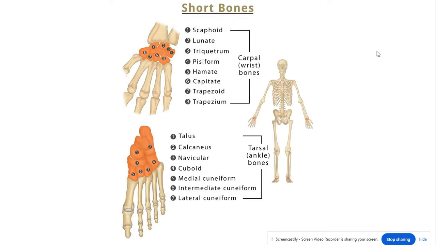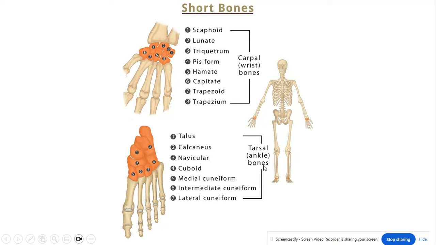All right, short bone, like I said, scaphoid bone number 1 right here, lunate right here. We have triquetrum right here, number 3. Then we have pisiform right here, a little round circular. Hamate is right here, this little thing. Capitate is right here, number 6. We have trapezoid, number 7. And we have trapezium, number 8, right here. These are all carpal wrist bones.